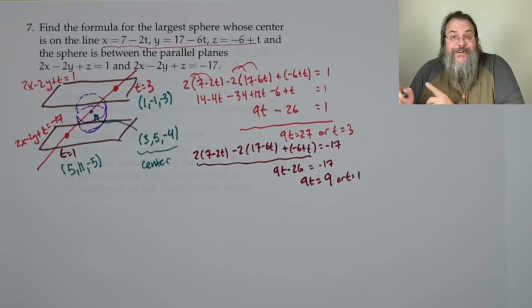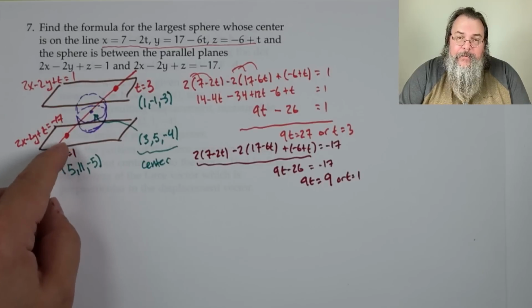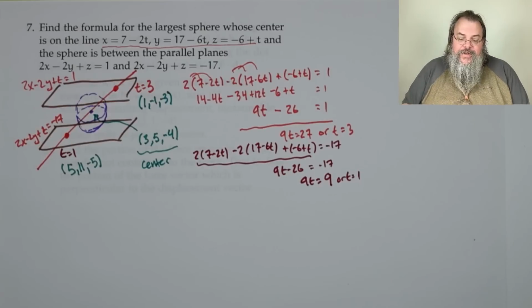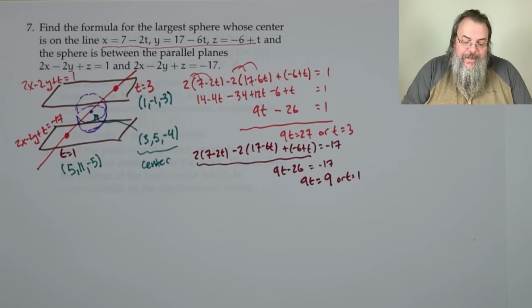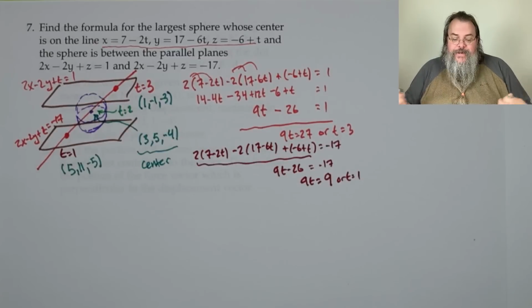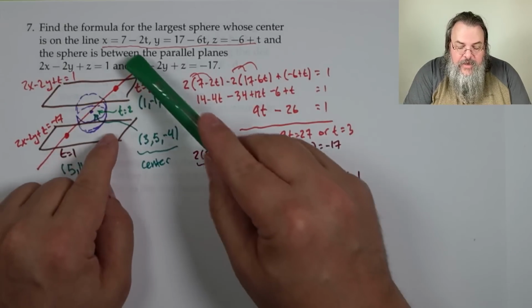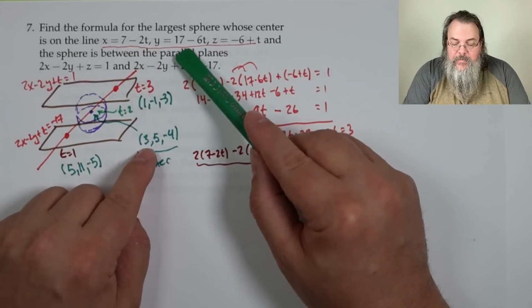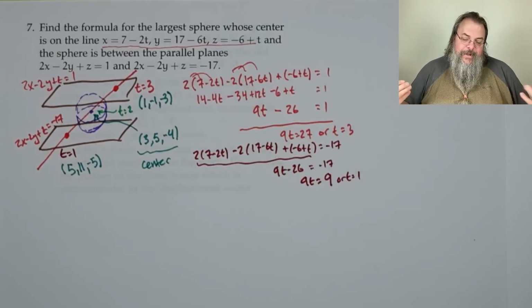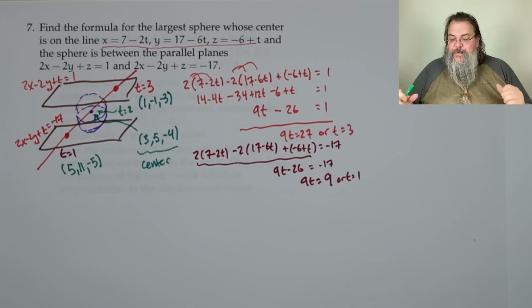But I'll point out an alternative. This is a fun thing. An alternative says, oh, I know at t equals 1 I hit plane 1. At t equals 3 I hit plane 2. Where's going to be the halfway point? Well, what's halfway between 1 and 3? That would be at time 2. Now, if you plug in 2, what do you get? 7 minus 4, 3. 17 minus 12, 5. Negative 6 plus 2, negative 4. So that could have also worked. Plug in 2.